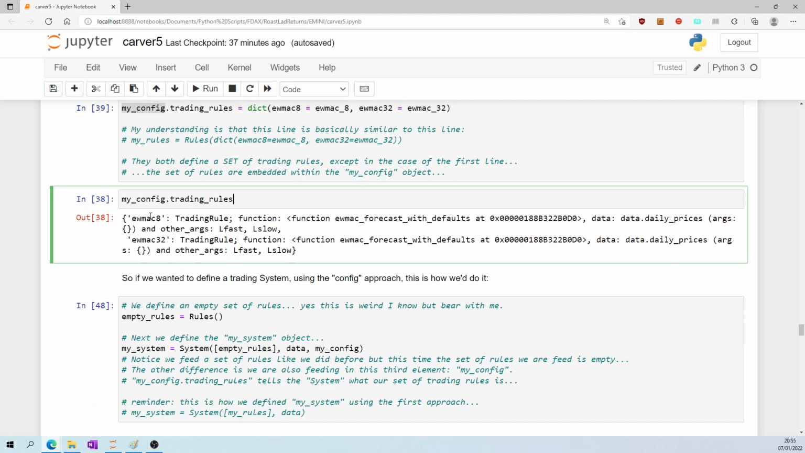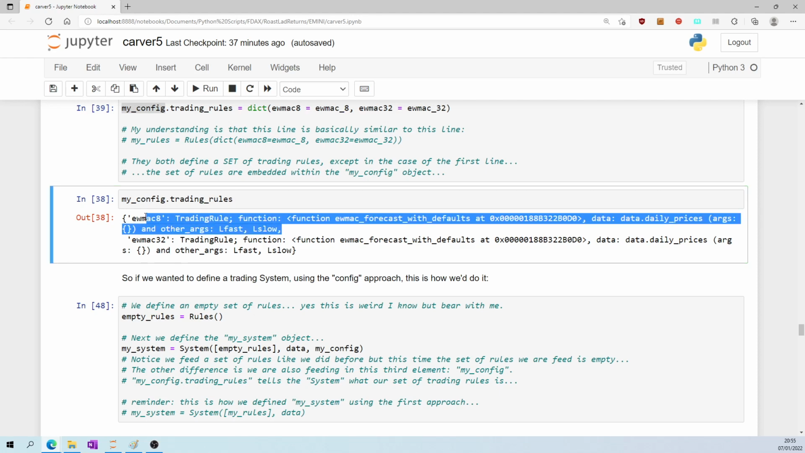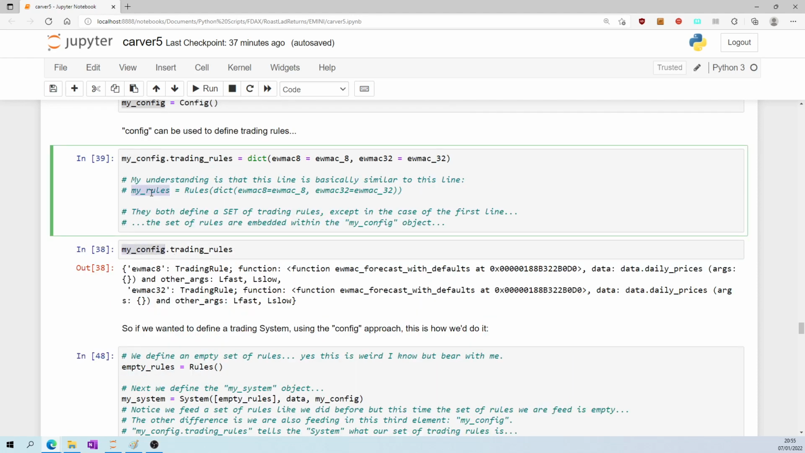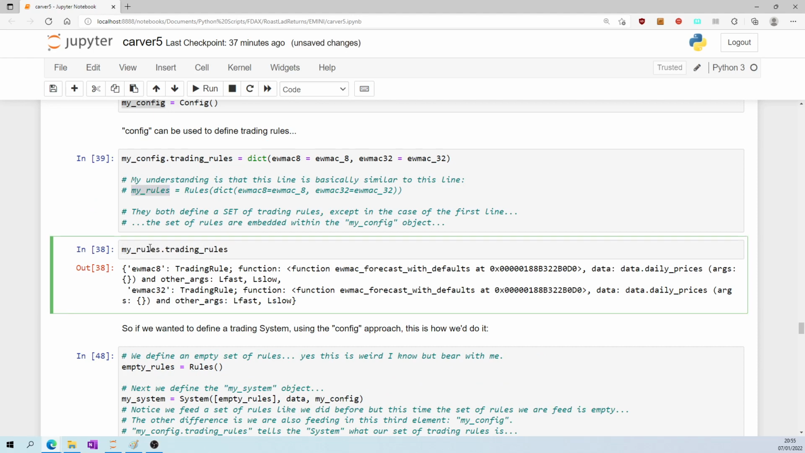myconfig.trading_rules, it regurgitates the two trading rules, and this is exactly the same as what we got when we ran myrules.trading_rules.